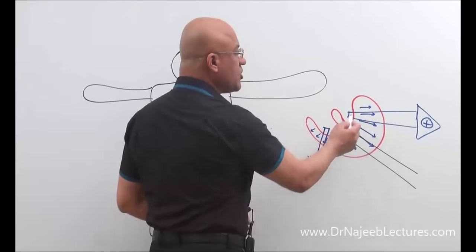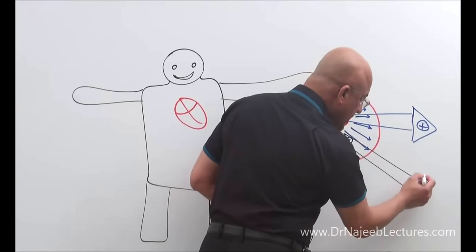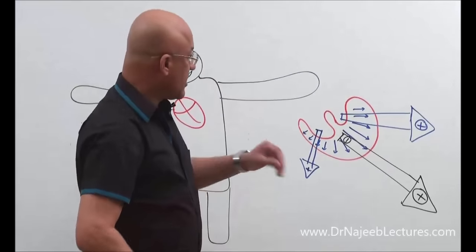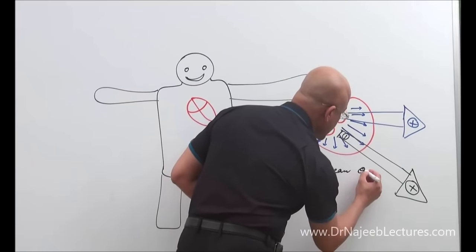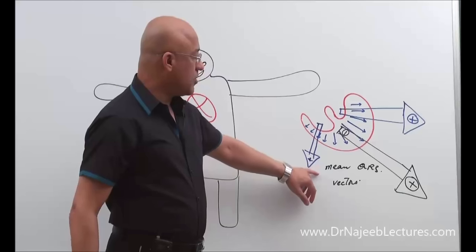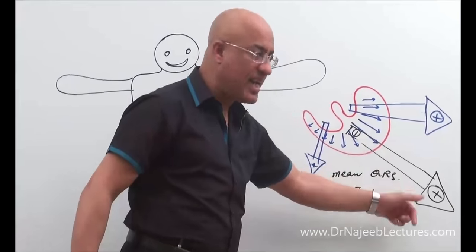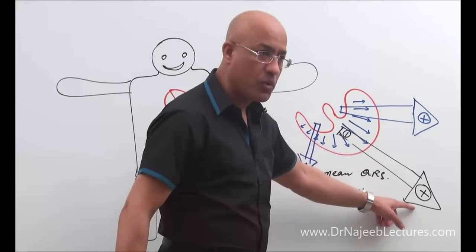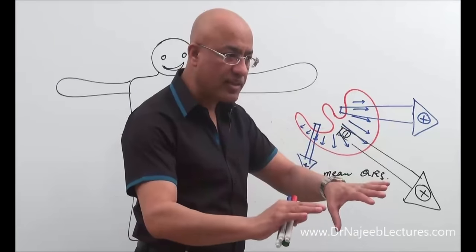When you add these two vectors together, we say there is a mean vector, which in the frontal plane is directed downward and leftward. What is this? This is the mean QRS vector, or we can say this is the mean electromotive force, along with its magnitude, which is represented by the length of the vector, and its direction, which is represented by the direction of the arrow.